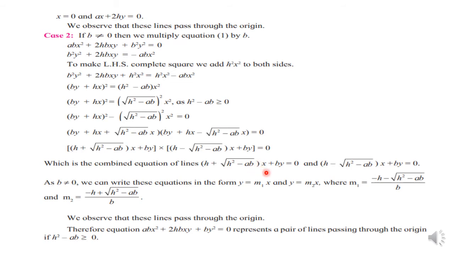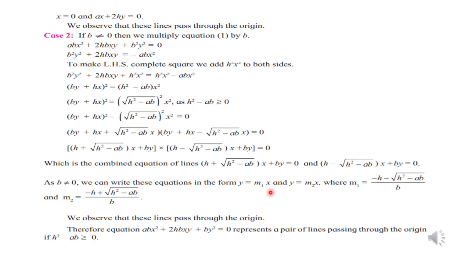Which are these lines? These lines are h plus root of h square minus ab x plus by, the first line, as you can see for the first bracket. And the second bracket is the other line. So this becomes the combined equation of a pair of lines. And since in both the equations the constant term is not there, we say that both the lines are passing through the origin. So thus, in the second case as well, if b is not equal to 0, as long as h square minus ab is positive or 0, h square minus ab is greater than or equal to 0, as long as that is the case, this equation also represents a pair of lines passing through the origin.